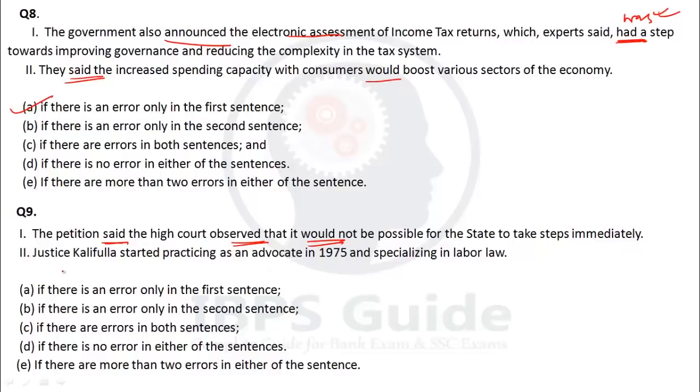Second sentence, Justice Khalifullah started practicing as an advocate in 1975 and specializing in labor law. देखो, practicing as an advocate in 1975 में practice करना शुरू किए थे and specialized किए थे labor law पे. तो specializing, that is the wrong option. We have to take specialized because it is a past tense. 1975 की बात हो रहा है. So that's why specialized, not specializing. So first sentence तो इसका correct था, but second sentence is wrong, and second sentence is wrong means that is our answer will be B.